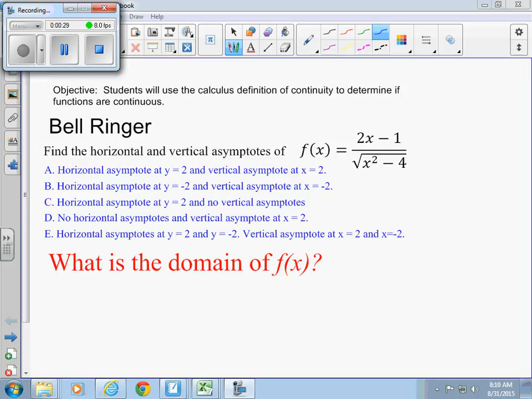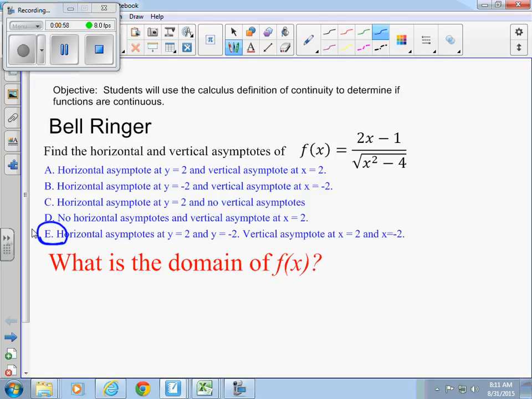So the limit as x approaches positive infinity. Limit as x approaches negative infinity. -2. And so immediately I know the answer is E. I don't even have to find the vertical asymptotes, but I will. How do I know the answer is E? It's the only one that took into account both horizontal asymptotes.